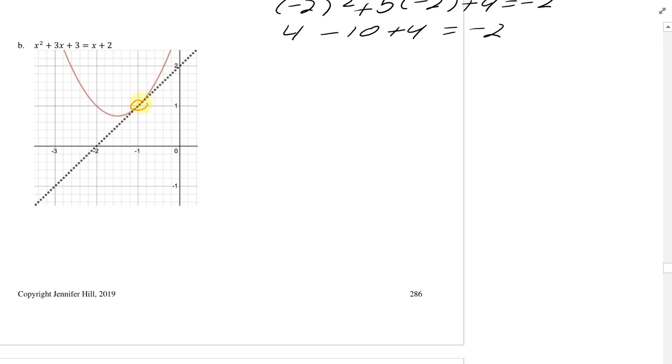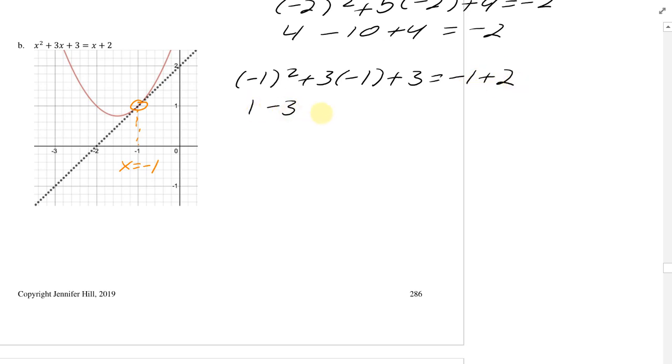So in this case, my solution happens right here. This is at x equals negative 1. So let's check it. I want to plug this into this equation here. So this is negative 1 squared plus 3 times negative 1 plus 3 equals negative 1 plus 2. Now I just have to work this out.